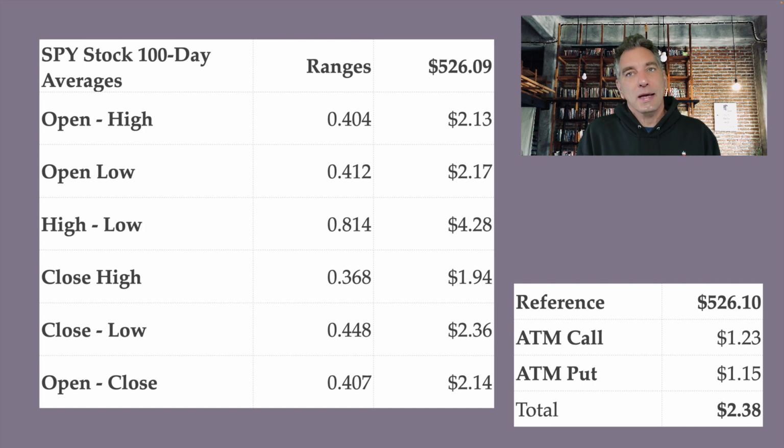This particular day, it just happened, yes. Would I normally put this trade on given such a high price of 238? No, I would not. But it just happened to work out. And if you break these down, you can see that the high to low range in total was 428.